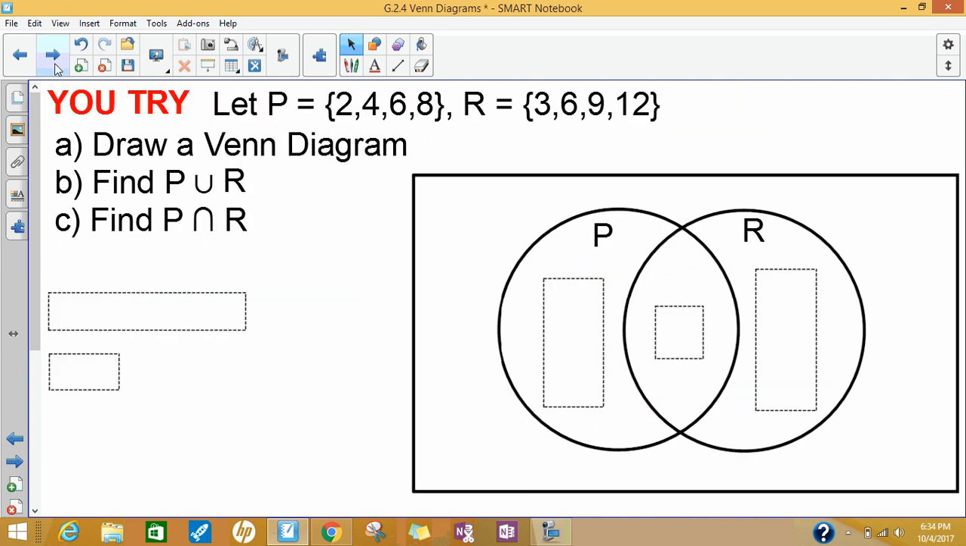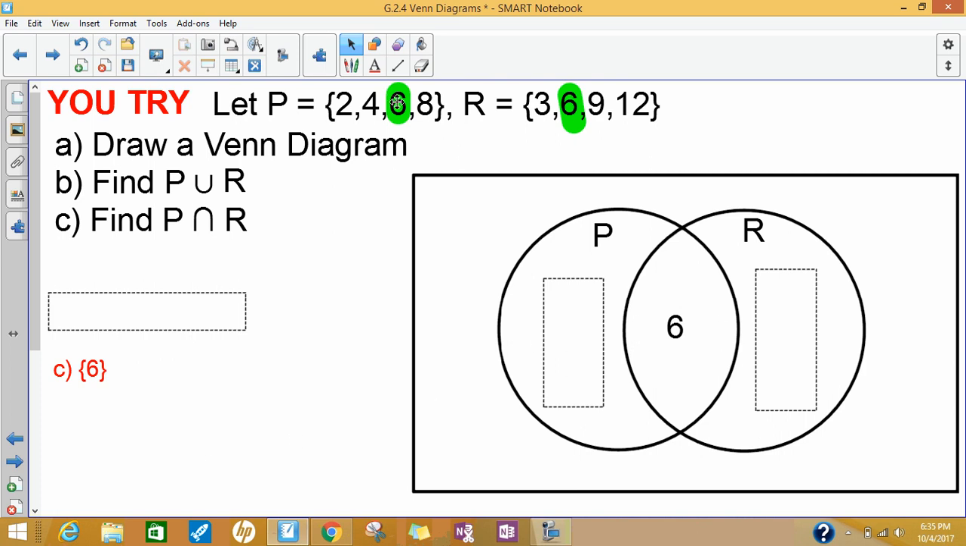So I want you to pause here, use this Venn diagram, label the Venn diagram, and then find the union and intersection of sets P and R. So P and R have the number 6 in common and nothing else. So we'll start with the middle, the intersection, and we'll put a 6 there. So we can already answer question C, find the intersection. The intersection is the set 6.